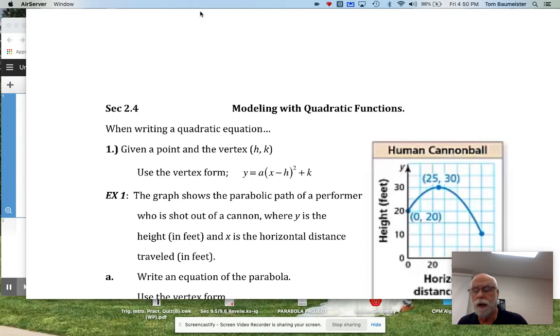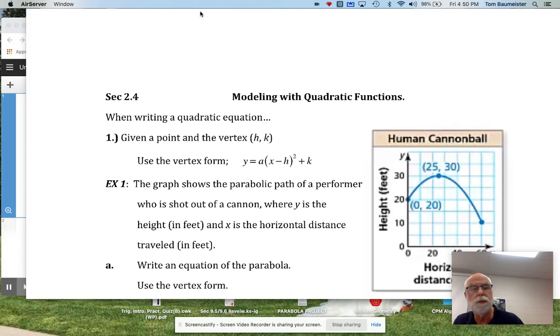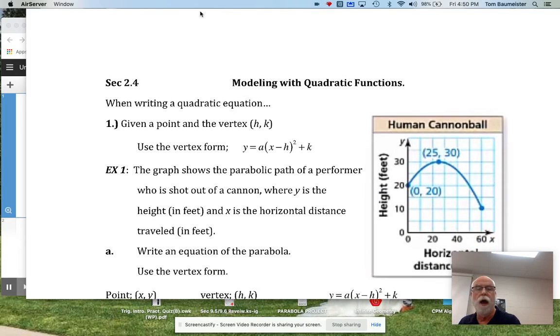Modeling with quadratic functions is section 2.4. So we're going to look at three different ways to write quadratic equations and how we can use them to answer some questions. When writing a quadratic equation, when you're given a point and the vertex (h, k), use the vertex form y equals a times (x minus h) squared plus k.